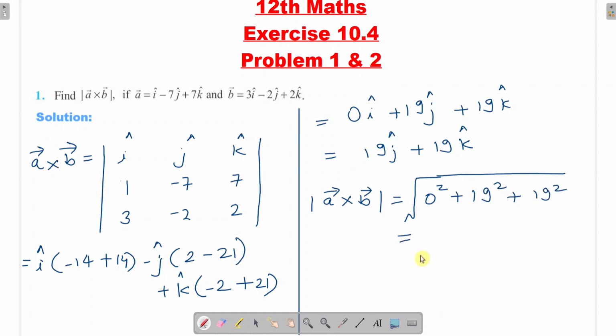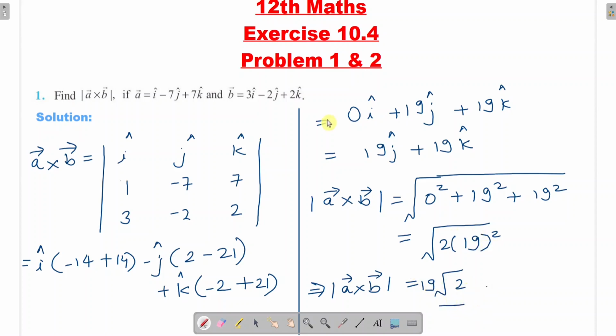So what you will get here is root of 19 square plus 19 square, which is 2 times 19 square, right? So this implies magnitude of A bar cross product B bar is equal to root of 2 times root of 19 square, which is 19, so 19 root 2 you will get. This is the answer. Okay, let us go to the next problem.